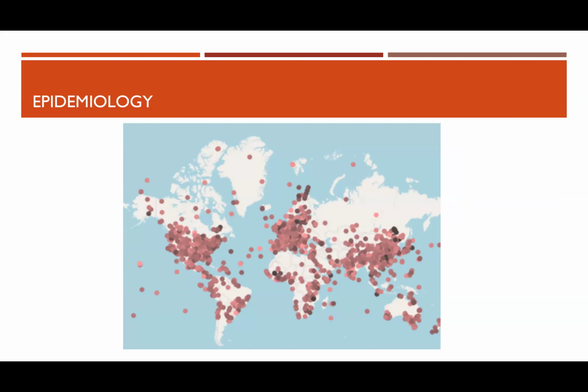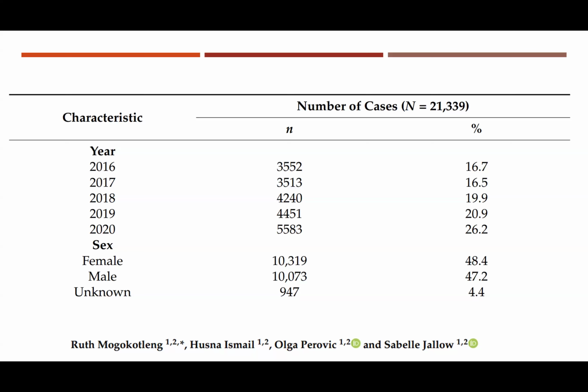Now if we look a little bit at our local data, this was a study from 2021. It's a cross-sectional analysis of culture-confirmed enterococcal bloodstream infections, based on data obtained from the NHLS between 1st January 2016 and 31st December 2020, and it was done by our colleagues at the NICD. I'm sure you recognize a few of the names. We can notice that there's an upward trend from about 2018 onwards with an equal sex distribution.